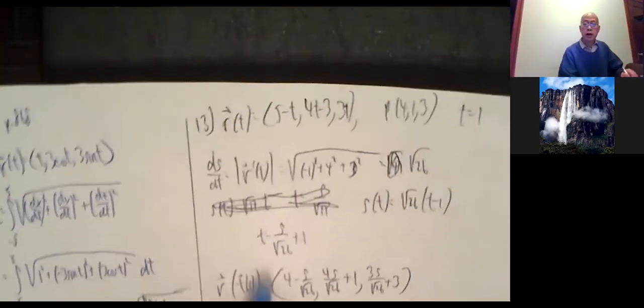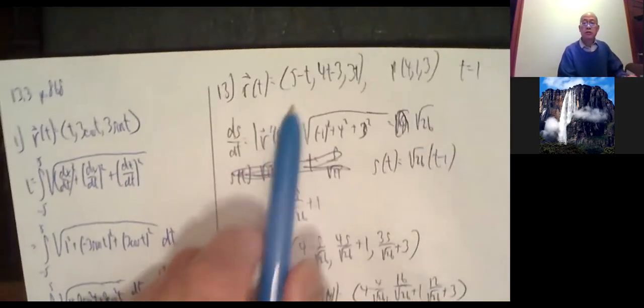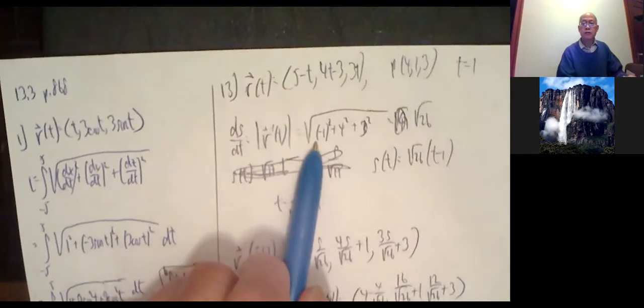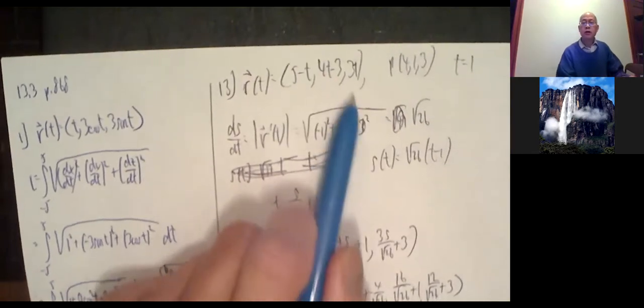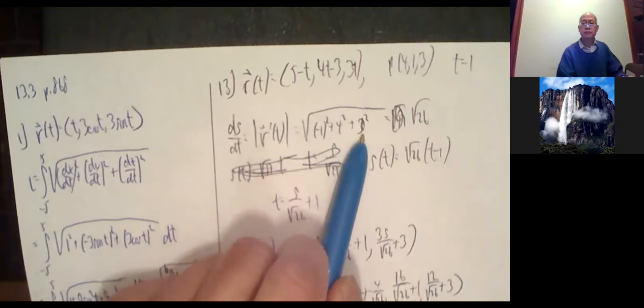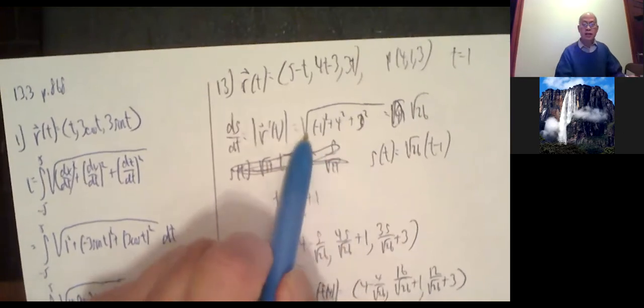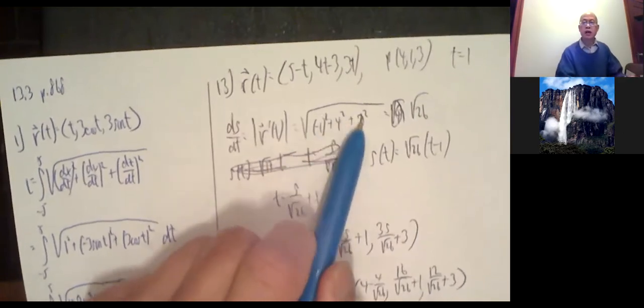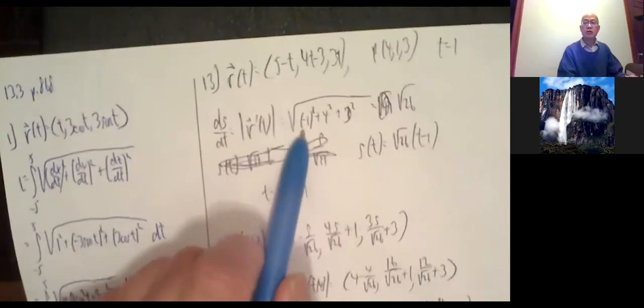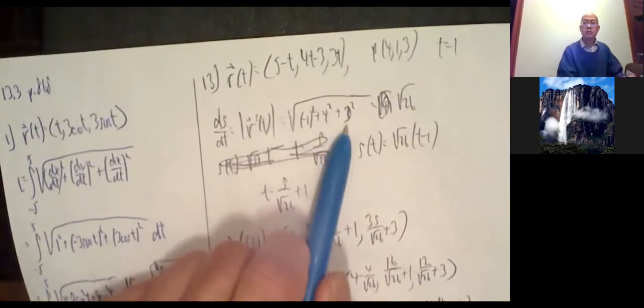Okay, so that shouldn't be too bad. The derivative of this is negative 1. Derivative of this is 4. Derivative of this is 3. So dx/dt squared plus dy/dt squared plus dz/dt squared. So 1 plus 16 plus 9 is radical 26.